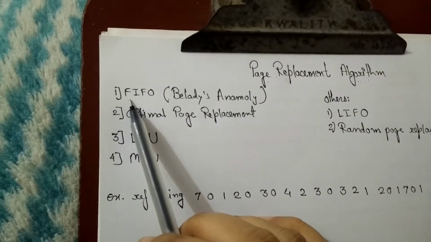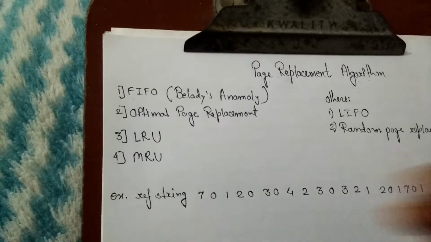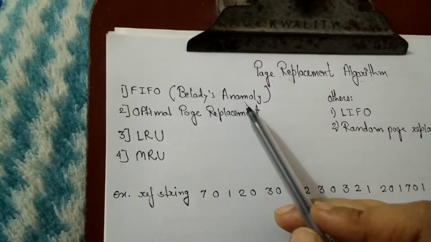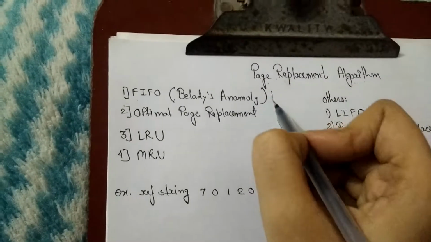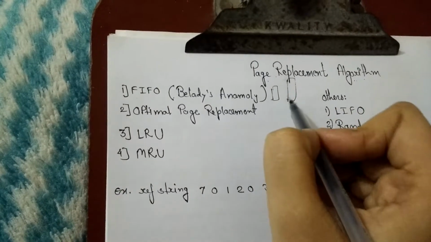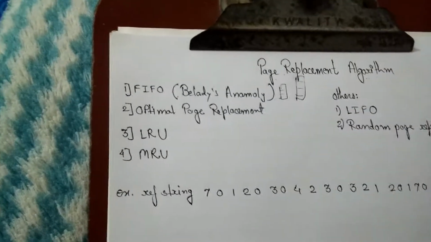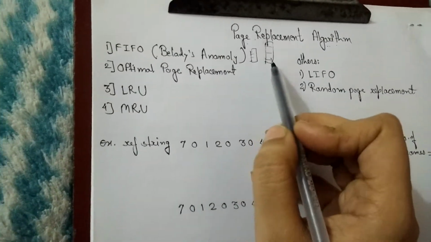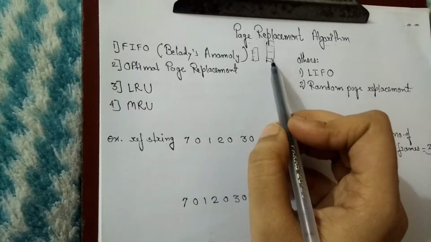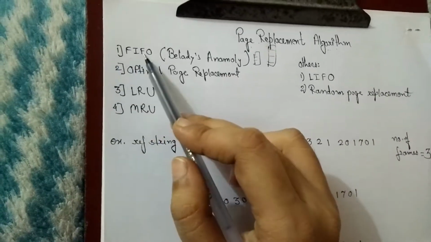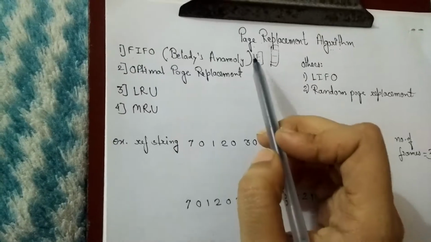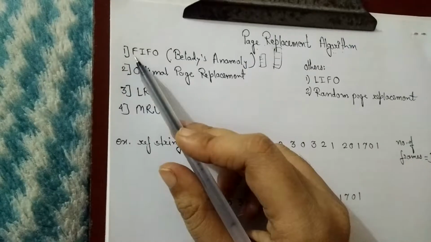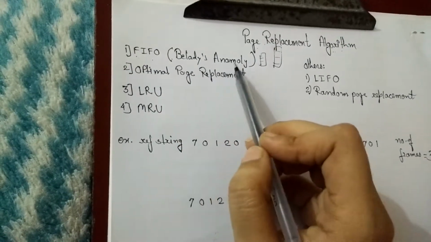LRU stands for least recently used and MRU stands for most recently used. Now here the first in first out page replacement algorithm suffers from Belady's anomaly. What exactly is Belady's anomaly? As we increase the number of frames, the number of page faults increases. We think that if we increase the number of frames, the page faults might decrease, but that is not the case with first in first out page replacement policy. So only first in first out will suffer from Belady's anomaly.